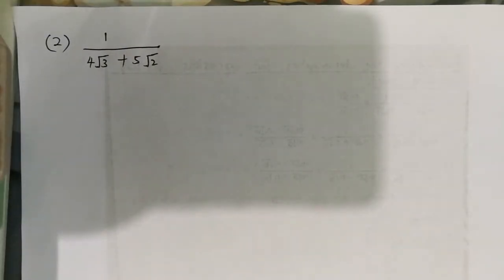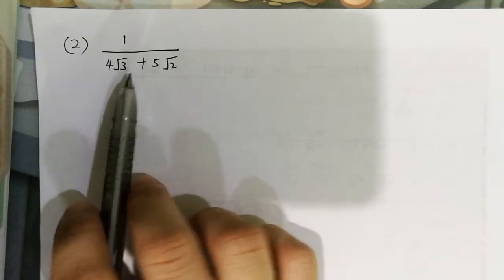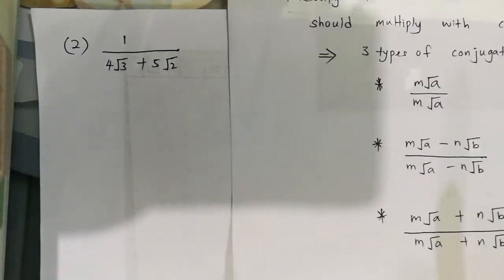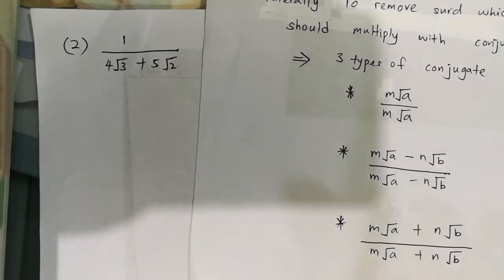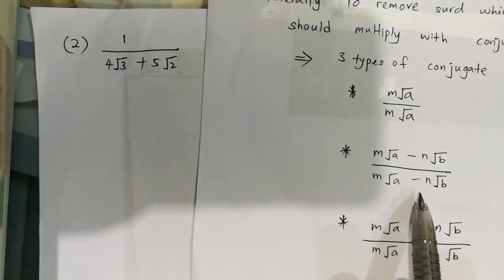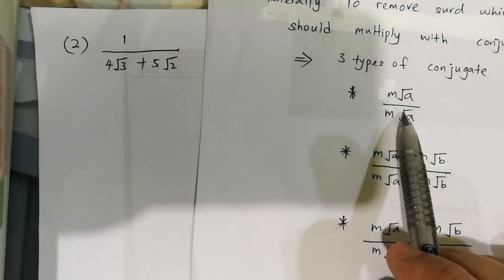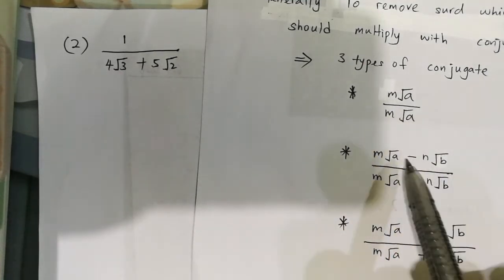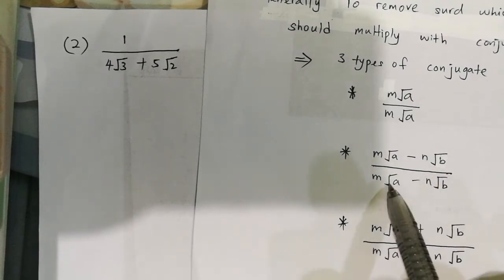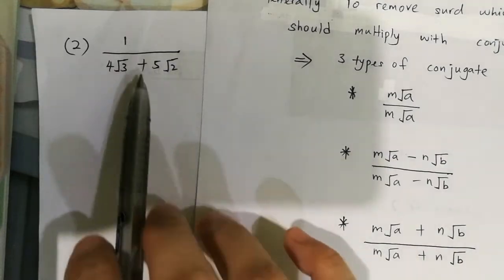Okay, now we see another example. This example 2 that we have here, you see the denominator is two surds with different numbers inside. I mean, this is root 3, this is root 2. So I need to choose whether to use this or this. I cannot use this anymore, because this is only one type of surd. So this one you have root 3 and root 2, but plus or minus. Okay, it depends on the question.